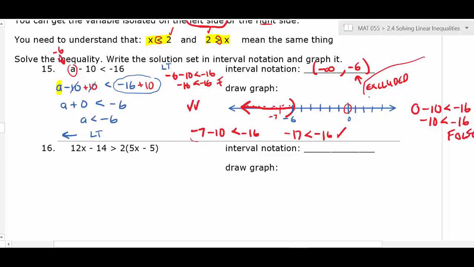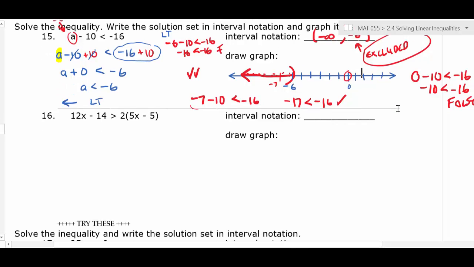That's why it's excluded. So when you're solving these problems, there's a tendency to do it very mechanically and not really even understand what you're doing. This is what you're doing. You found an answer to all of the solutions of this inequality. There's an infinite number of solutions. That's why we draw a graph and why we do interval notation anyway.